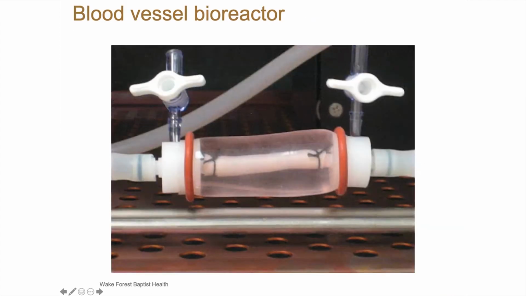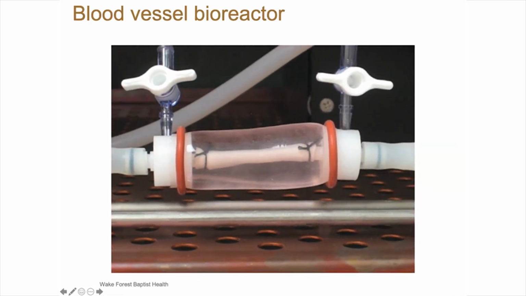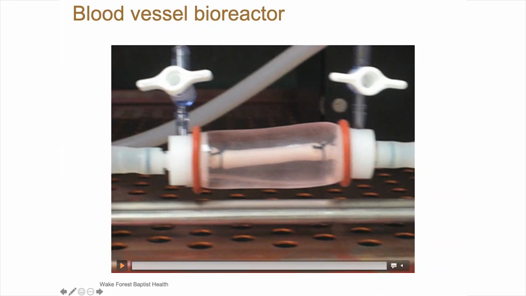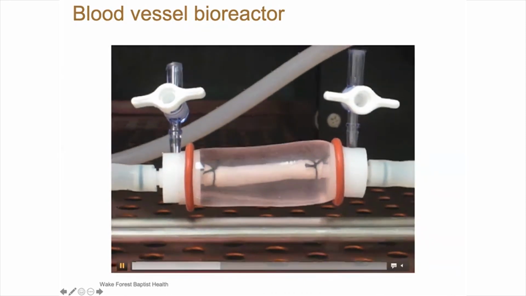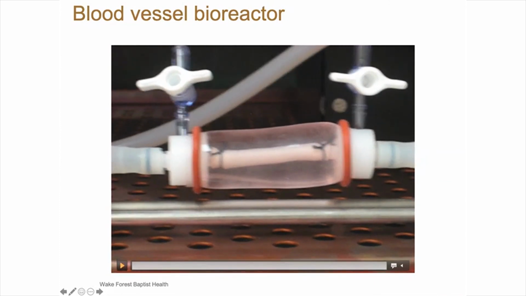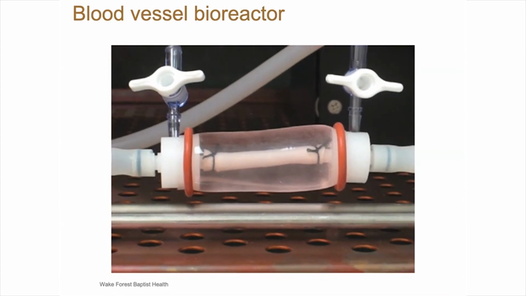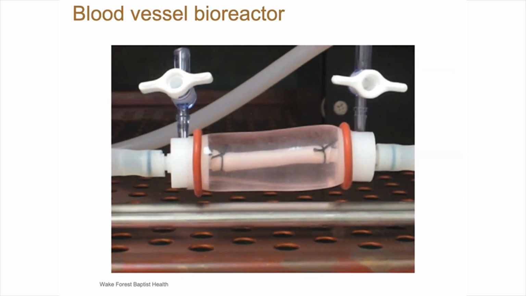Oh, the other bioreactor we use quite often is the blood vessel bioreactor. So blood vessels are made up of two types of cells. Endothelial cells lie on the inside of the blood vessel, and smooth muscle cells line the outside.